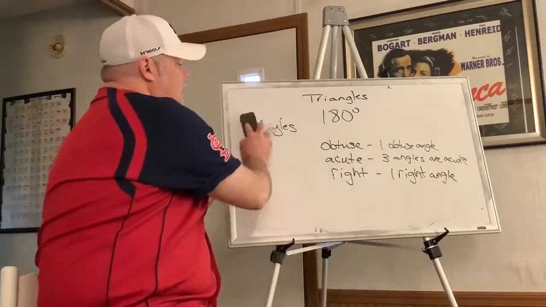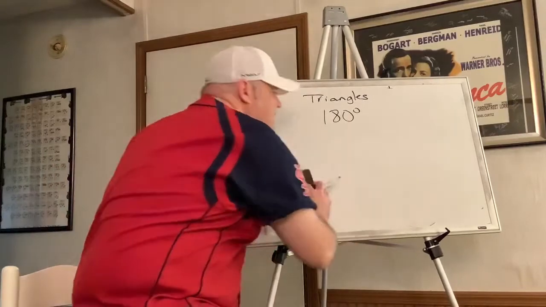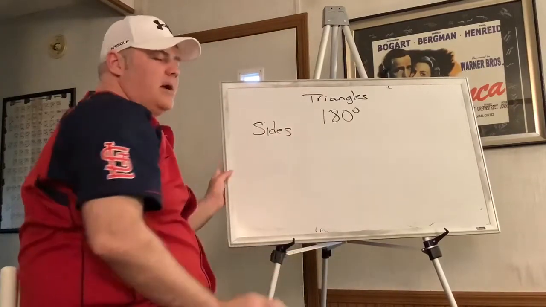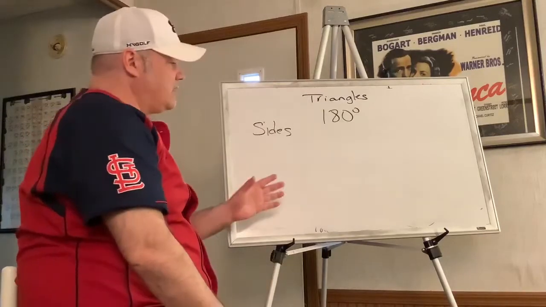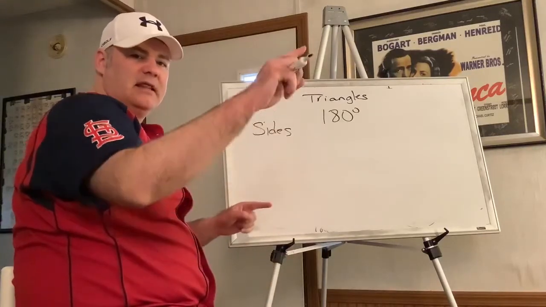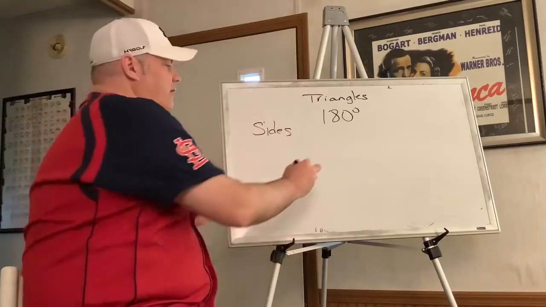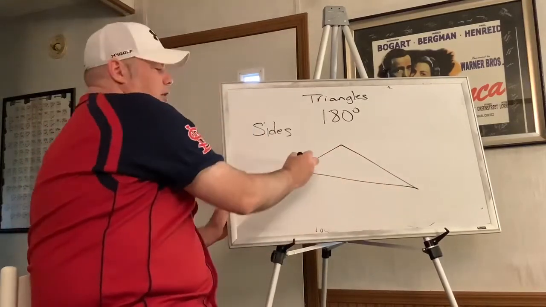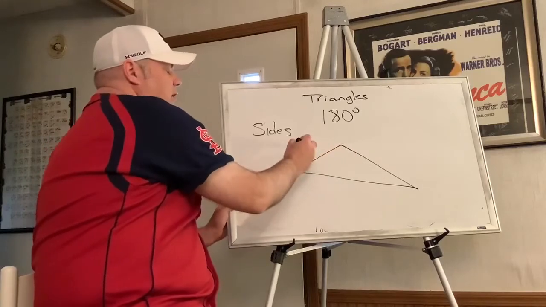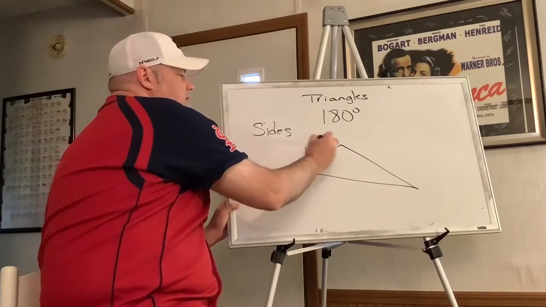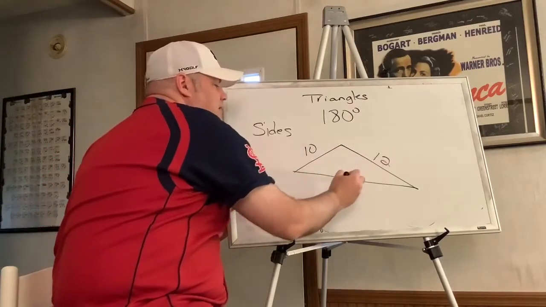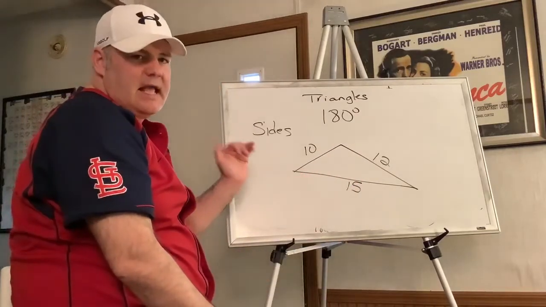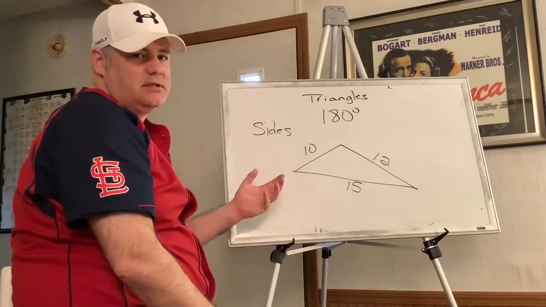You can also name triangles by their sides. And that's talking about their side lengths. So we're not talking about the angles anymore. We're talking about the length of their sides. If I've got a triangle here, and I don't know anything about the measurement of the angles, but I know this one's like 10 inches long, maybe this one's 12, and maybe this one's 15. And I know how long the sides are, then I can name the triangle by its sides.